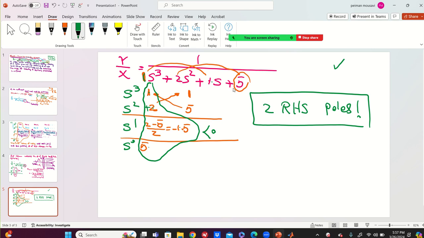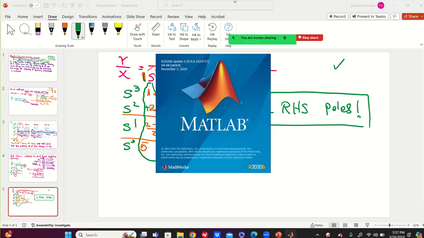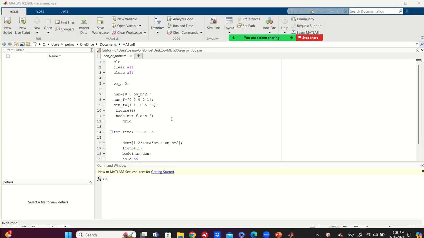1, 1, 2, 5. We did it. 2 minus 5 divided by 2, minus 1.5. Come on. Until this comes up, let me give you another example. Oh, it came up. Okay.